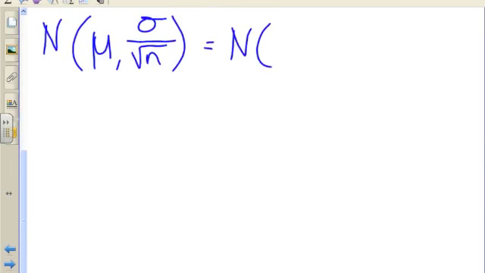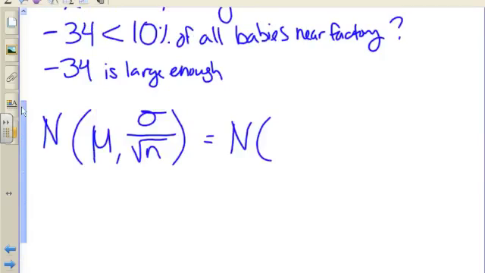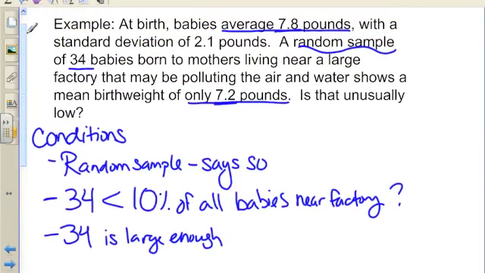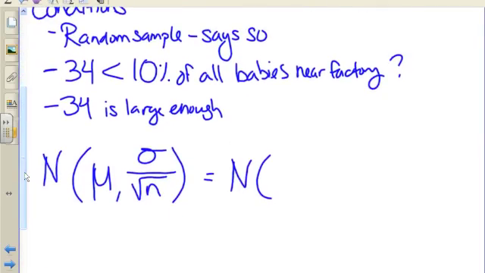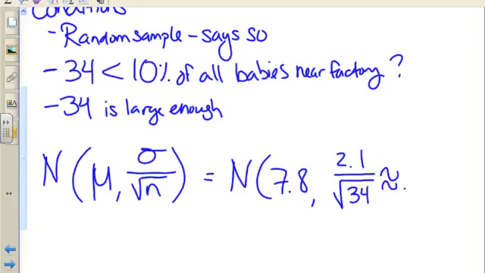Okay, so I have my normal model. It's centered at the true mean. Okay, check that out in the story problem. I said truth was an average of 7.8 pounds. Truth is a standard deviation of 2.1. Those are the numbers I'm using. So centered at 7.8, standard deviation is 2.1, and I divide by the square root of my sample size. I know that's a little strange. It'll take us some getting used to. And this number actually is approximately 0.36.